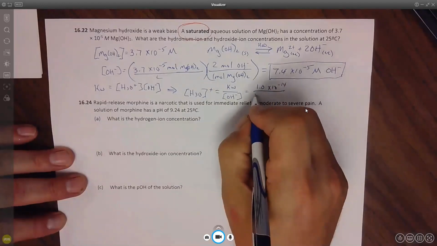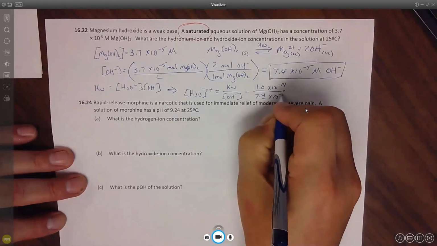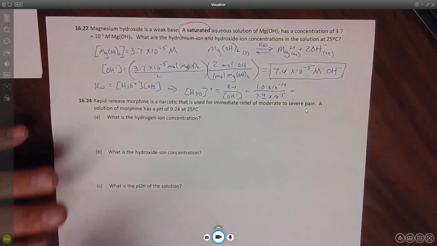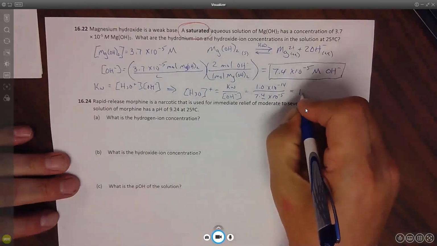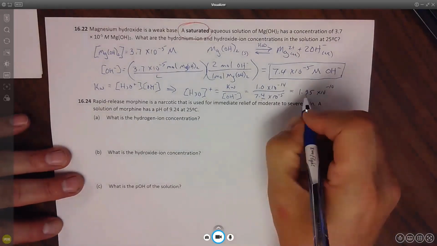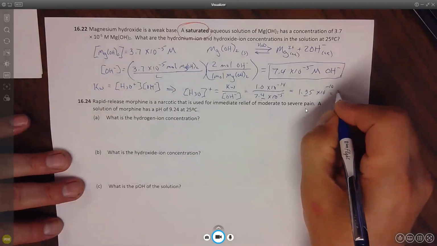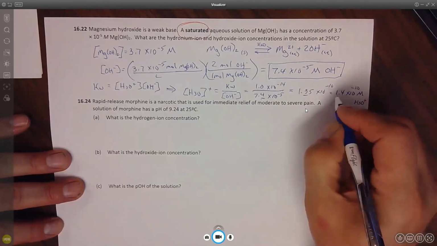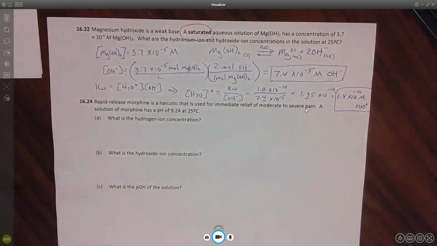And we just determined that the hydroxide ion concentration was 7.4 times 10 to the negative 5th molar. So just plug that into your calculator. You're going to get 1.35 times 10 to the negative 10. It's 2 sig figs, so this is going to be 1.4 times 10 to the negative 10 molar, and this would be our hydronium ion concentration. Any questions with that? Okay, let's go to the next one then, number 24.